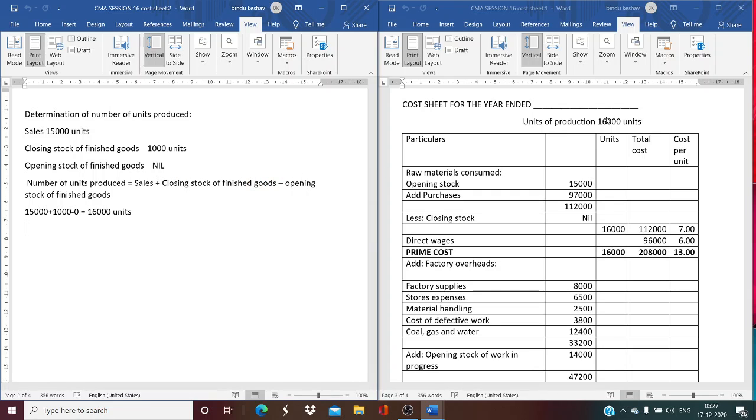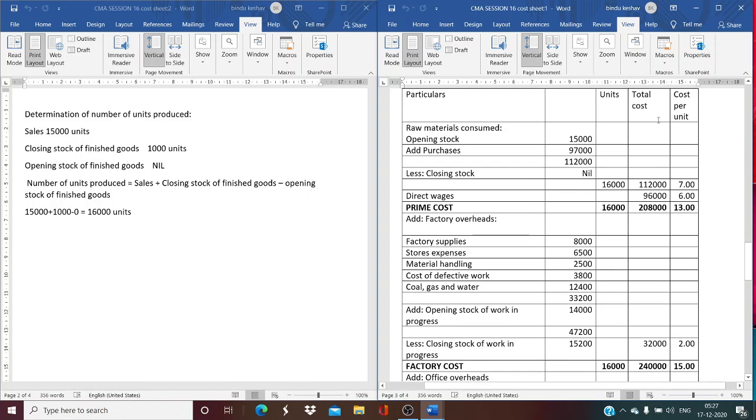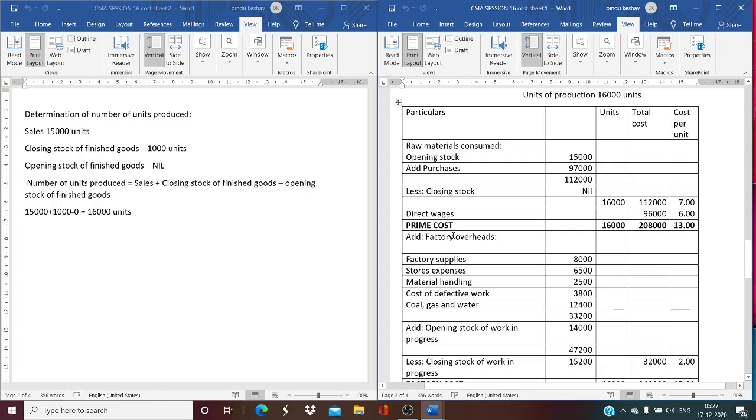Now to begin the cost sheet for the year ended, units of production. We have calculated it is 16,000 units. The columns: particulars, the inner column, units, total cost and the cost per unit. And all this calculation will be done in the inner column and then the total amount will be written in the total cost column. To begin with, we need to find out the prime cost. So prime cost is the sum of direct materials, direct wages and direct expenses.